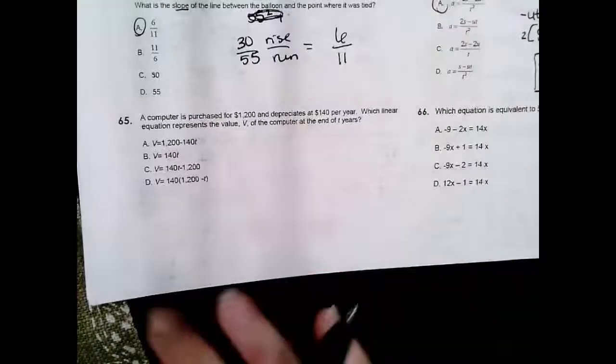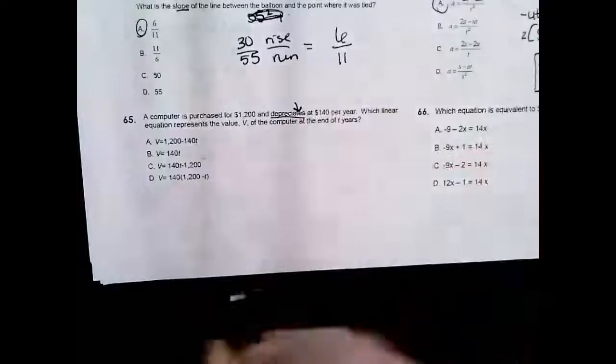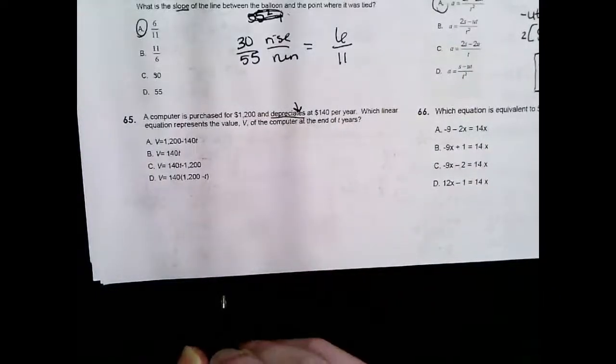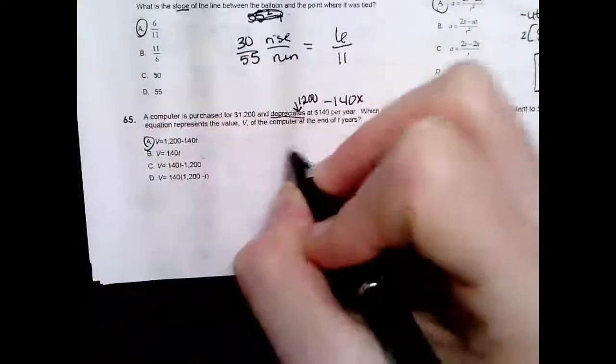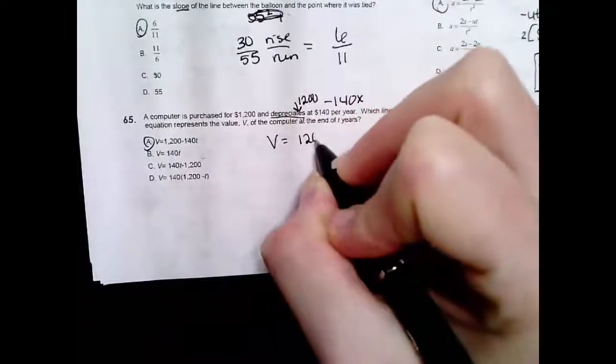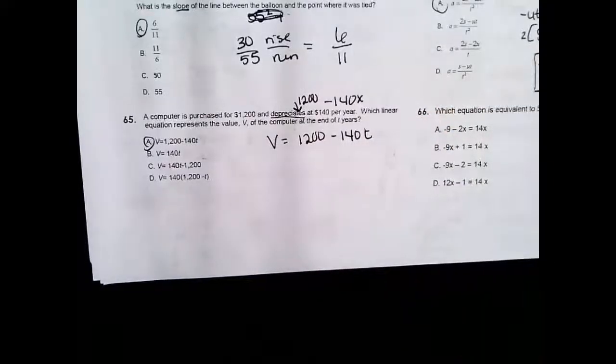65, a computer is purchased for $1,200 and depreciates, that means goes down, negative, at 140 per year. Which linear equation represents the value V of the computer at the end of T years? So 140 per year would be 140x. Depreciating means we're subtracting, and you have a starting value of $1,200. So A, V equals the $1,200 to start minus 140t, just because they're using t and not x.